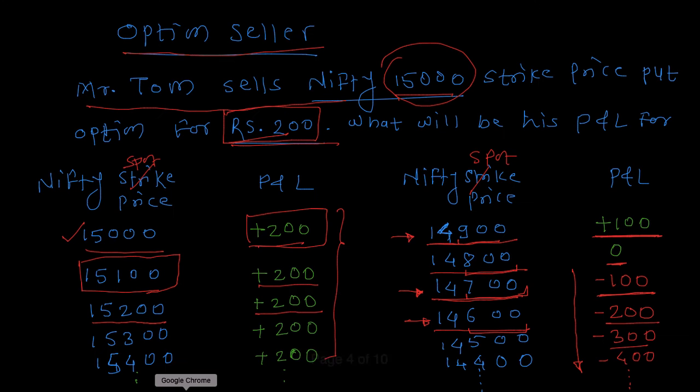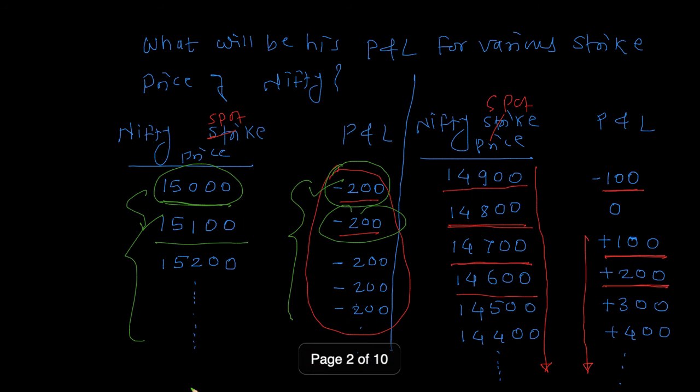If you go on like this, you will get points on the same level, that is the minus 200 level. But when the Nifty spot goes down, that means if Nifty is trading at 14,900, and our option buyer wants to sell Nifty, if he sells in the market, he will be able to sell only at 14,900. But if he exercises his right, that coupon, he will be able to sell Nifty at 15,000.